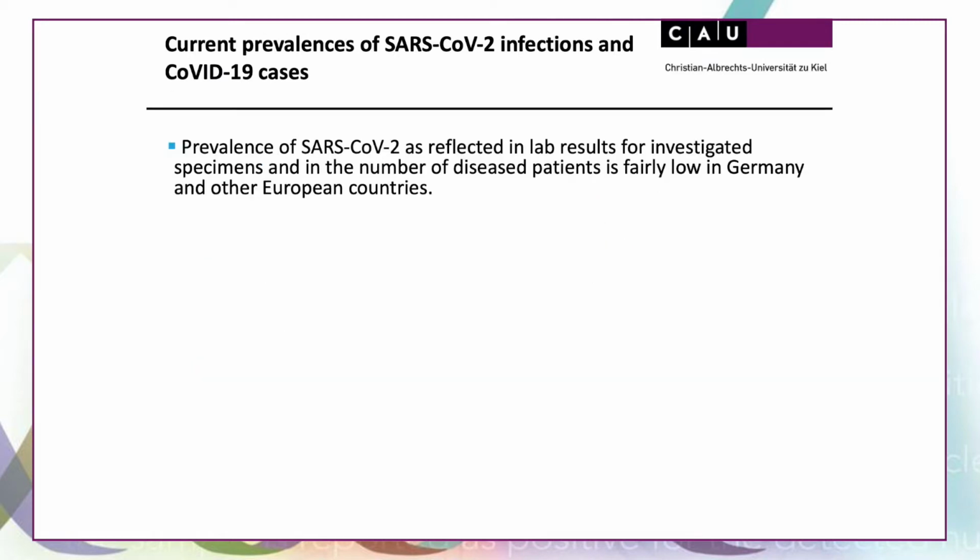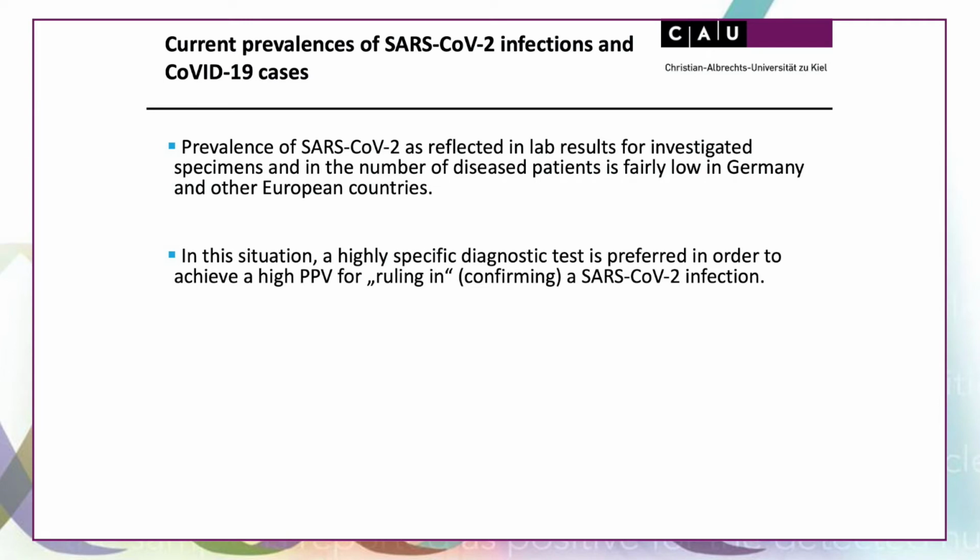Thus, we are aware that the prevalence of SARS coronavirus 2 as reflected in lab results for investigated specimens and in the number of diseased patients is fairly low in Germany and other European countries. In this situation, a highly specific diagnostic test is preferred in order to achieve a high positive predictive value for ruling in SARS coronavirus 2 infection.